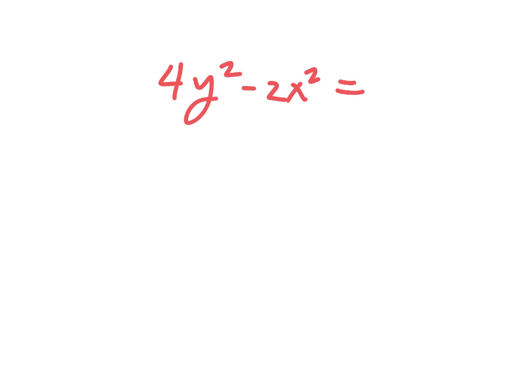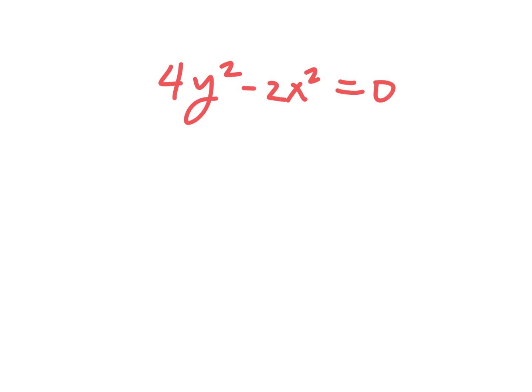Okay, so what else did we learn on the same day, on Friday? Yes, x and y intercept. Yes, and graphing of complicated things. So let's get a complicated thing here: 4y squared minus 2x squared equals 0.